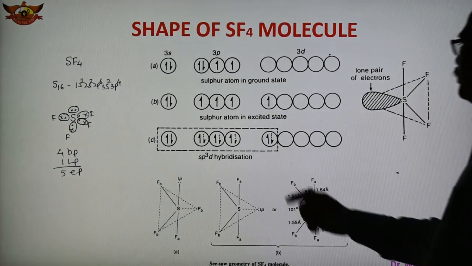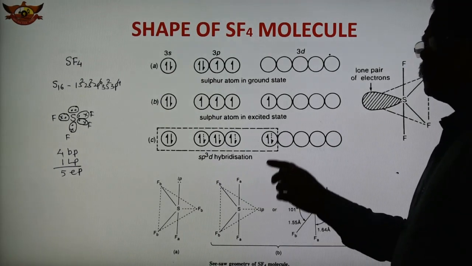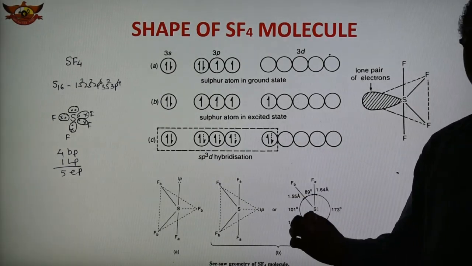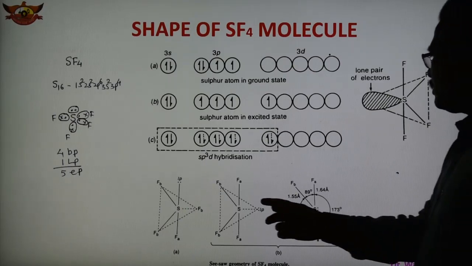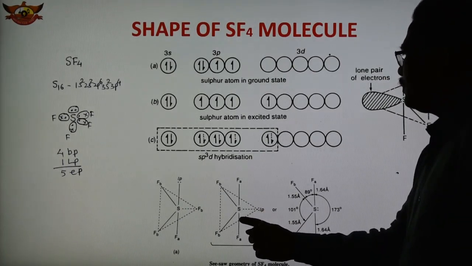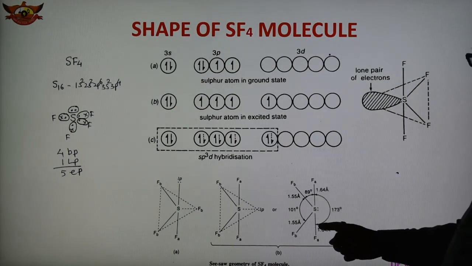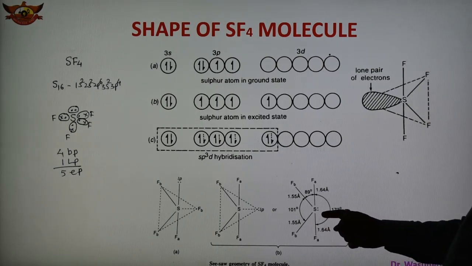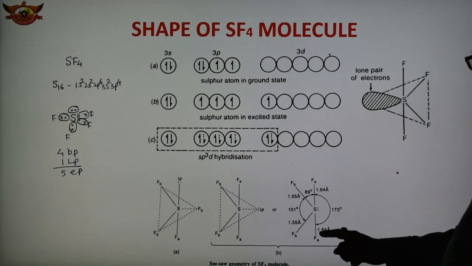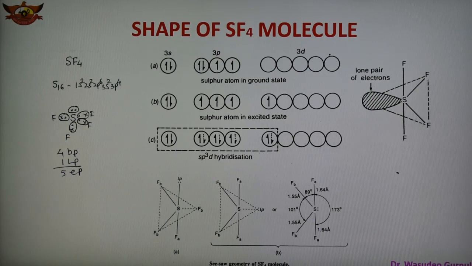Now out of these 2, when the lone pair is at the equatorial position, it is observed that there is minimum repulsion and maximum stability, and because of that this is the most stable structure as compared to the other. This structure is similarly shown here. This is nothing but the seesaw geometry of the SF4 molecule, and here this bond angle is 173, this bond angle is 101, this is 89. So it is shown with the bond angles. So figure B is the most stable.